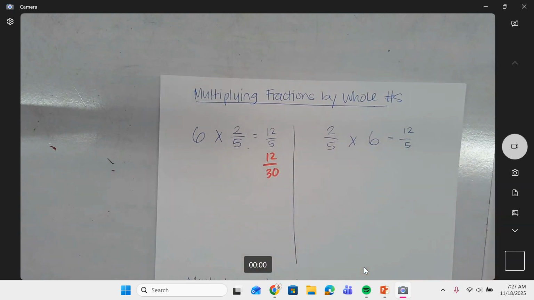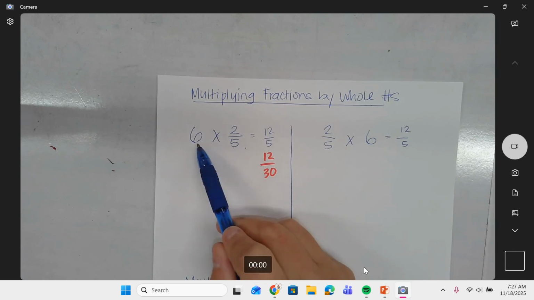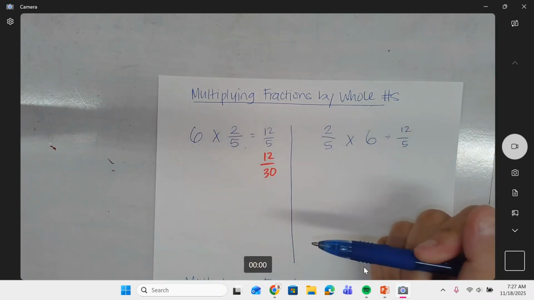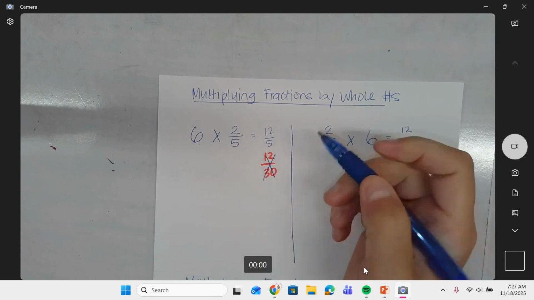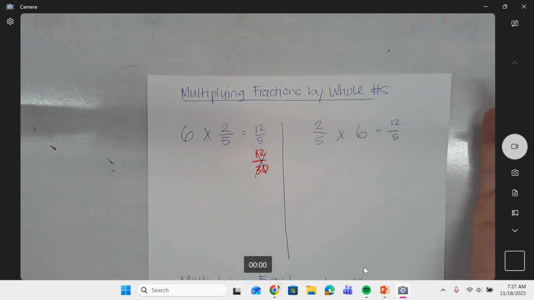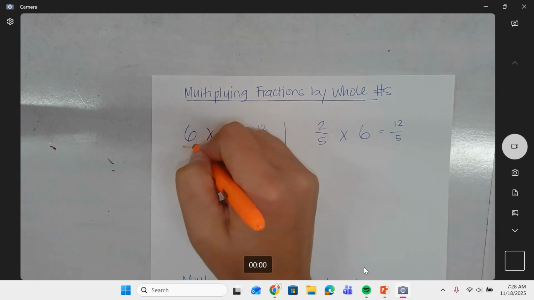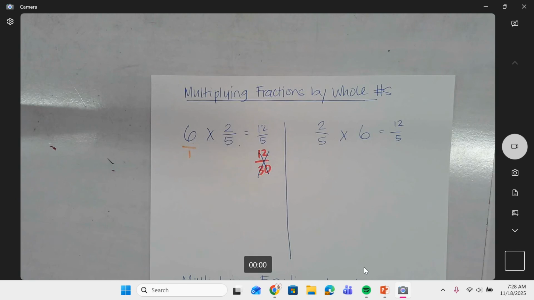Now, a common mistake that I see the kids making is they get 12/30 as the answer because they're also multiplying the denominator by 6 as well. And the way that I get them to think about this so that they don't make that mistake, I know what a lot of parents will try to do is show them that, oh, you can just take the 6 and put it over a 1 and turn it into a fraction and then do fraction by fraction multiplication.